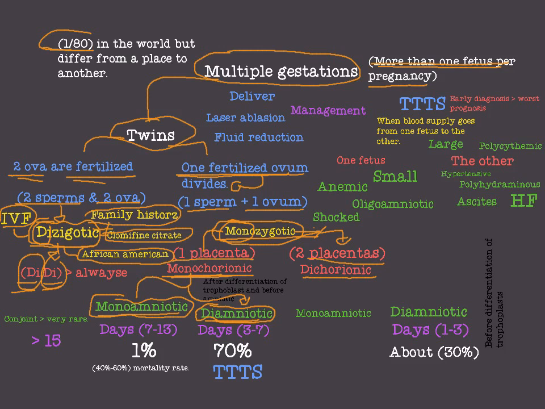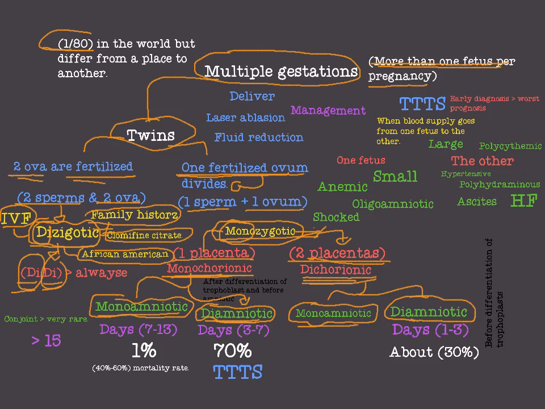Also, the fetus may be with two placentas, or dichorionic, and those two placentas may have two amniotic sacs. We call it dichorionic diamniotic, or, very rarely, one amniotic sac, dichorionic monoamniotic. And that depends on what? It depends on the stage in which the separation occurs.